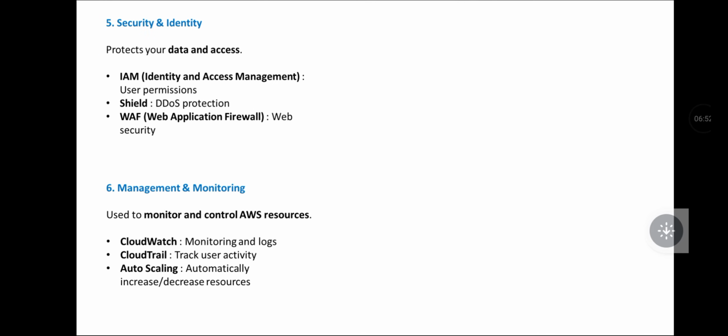The security and identity services protect your data and access. IAM, identity and access management, handles user permissions. Shield is DDoS protection. WAF is a web application firewall for web security. Management and monitoring is used to monitor and control AWS resources. CloudWatch is your monitoring and logs. CloudTrail tracks user activity. Auto Scaling automatically increases or decreases resources.